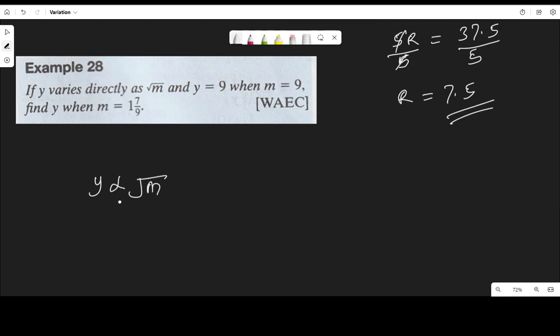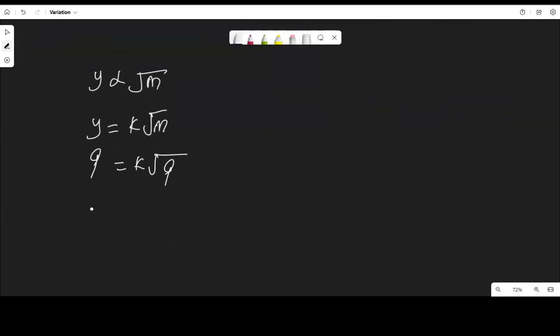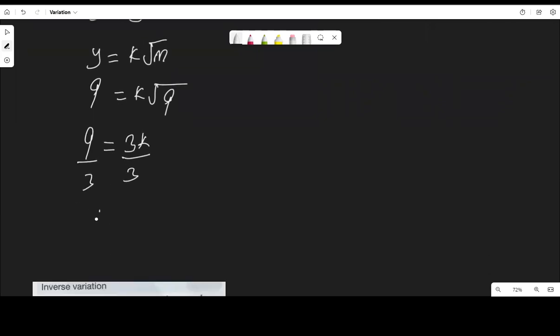To remove the sign of variation, we introduce a constant k, so y equals k times root m. Here y is 9 and m is also 9, so 9 equals k times root 9. Meaning 9 is equal to k times the square root of 9, which is 3. Then 3 times k is 3k. To find k, we divide both sides by 3, which means k is equal to 9 divided by 3, which is 3. So k is 3.